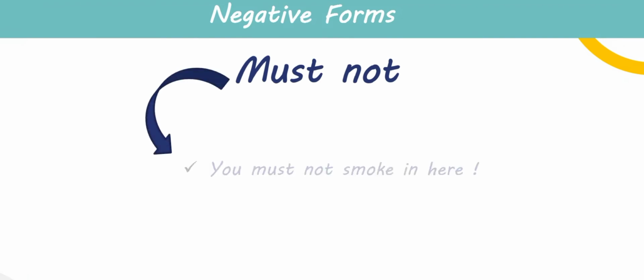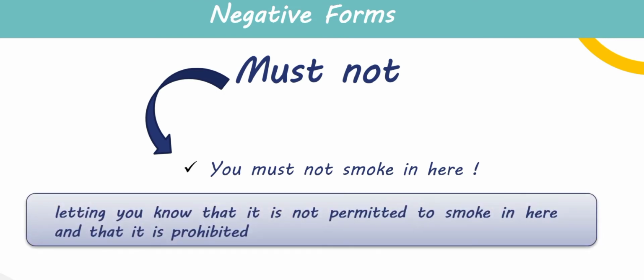It should be noted that there is a difference in the negative forms. Must not uses must like a command. For example, you must not smoke here. It's letting you know that it is not permitted to smoke in here and that it is prohibited.